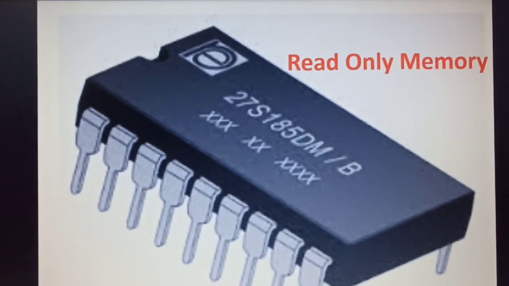Read-only memory. Read-only memory comes programmed from the manufacturer. Data can be read from ROM. ROM retains data when the power is switched off. ROM is used for storing the BIOS. And there are different types of ROM. First, ROM, read-only memory. It is non-programmable and non-erasable.